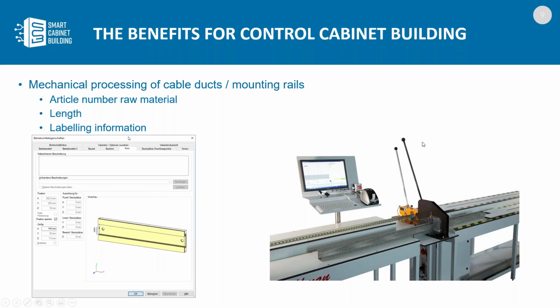And to have a better identification afterwards, you can print such a label with the device designation, maybe some other project information, and you can put them on the cable ducts or on the mounting rails for identification. So this is really very little data for using such automation.